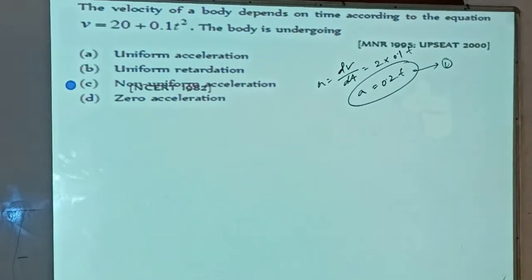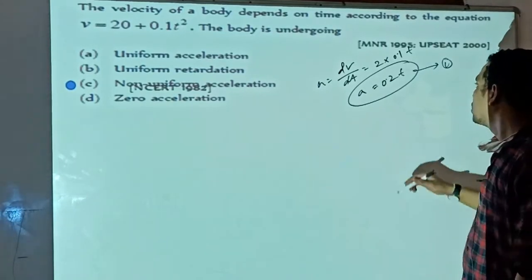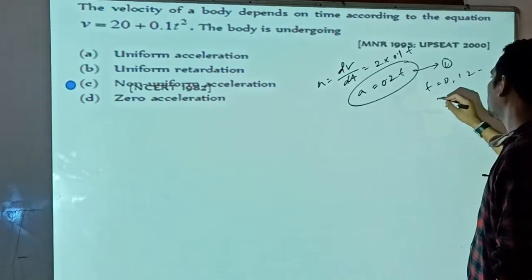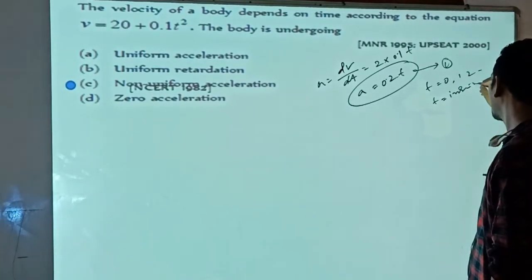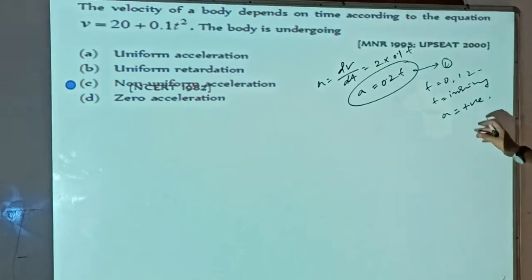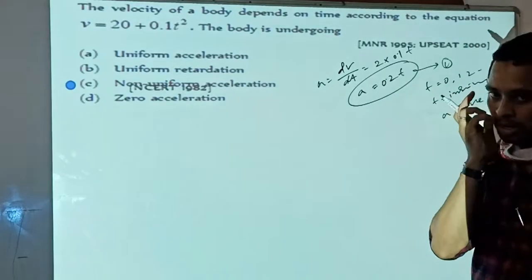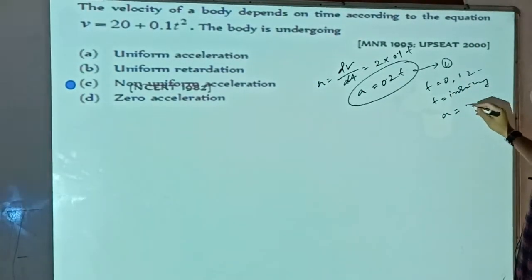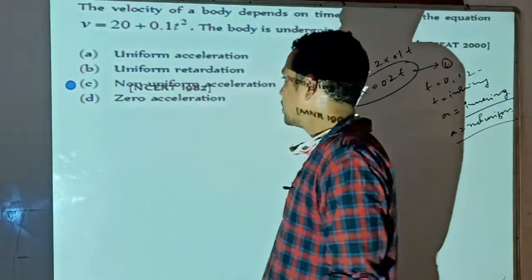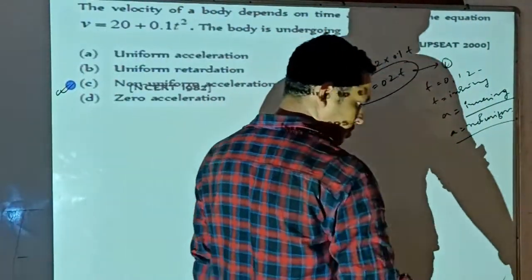From this equation you can say that time is a scalar quantity, and time is not constant. Since t is 0, 1, 2, time is increasing. If time is increasing, then acceleration is positive. So is a uniform or not? Since a is increasing, a is not uniform. Since a is not uniform, option C is the correct answer. Option C will be your correct answer.